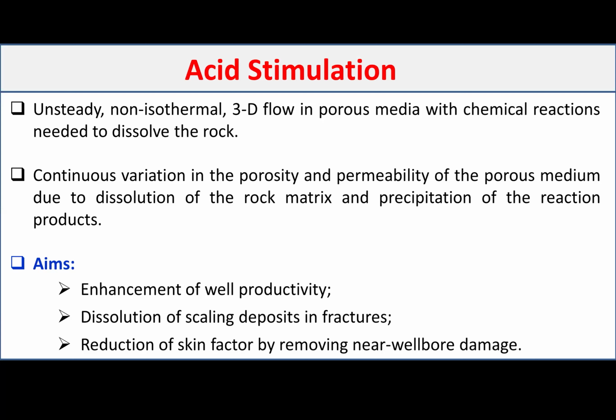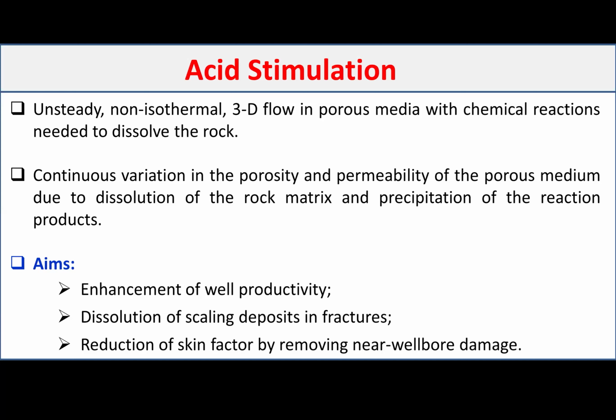The flow happens in porous media with chemical reaction. We're talking about acid, which is a chemical component that will do two things. It reacts with the surface of the rock and dissolves it. As you dissolve a part of the rock, the porosity and permeability change. Dissolving leads to a porosity increase, which is reflected in an increase in permeability.